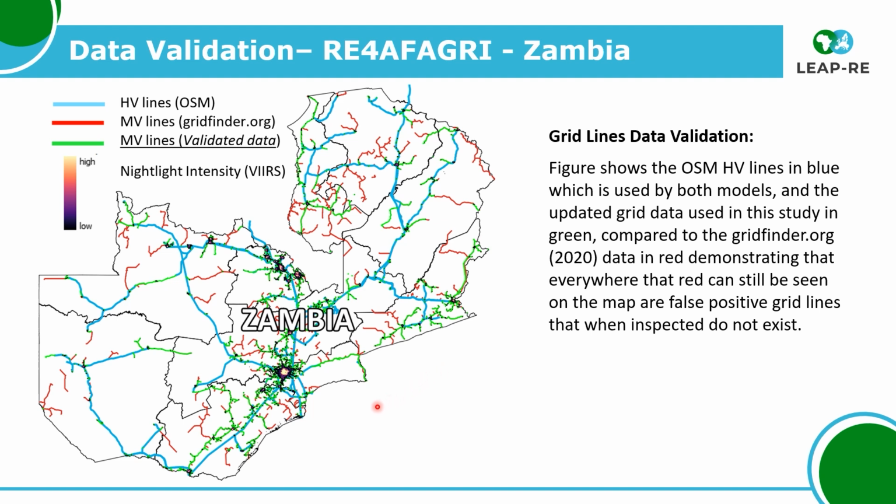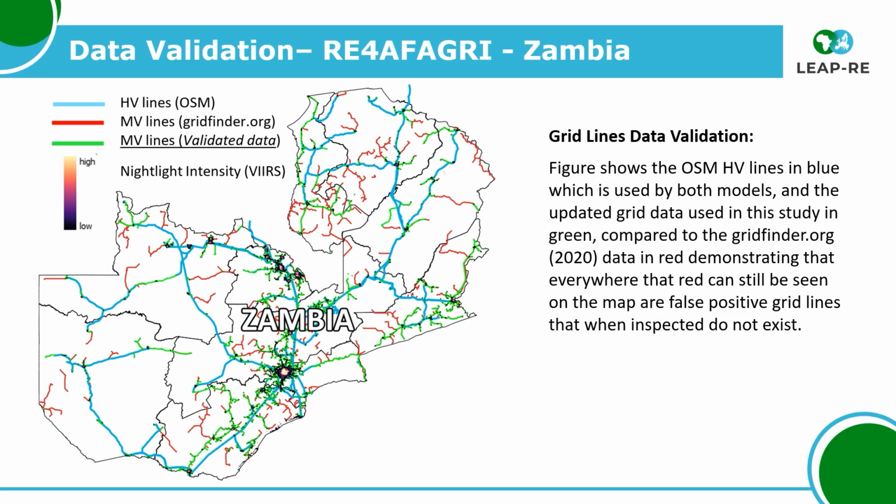Everywhere that you can see the red medium voltage transmission lines from the grid finder algorithm, after the inspection and looking at the nightlight information and looking at settlements existing there, we've determined that these grids, in fact, do not exist. This can have a significant impact on the viability of grid extension in these areas, as the OnSSET will otherwise incorrectly determine that a settlement is close to an existing grid where it may not be.